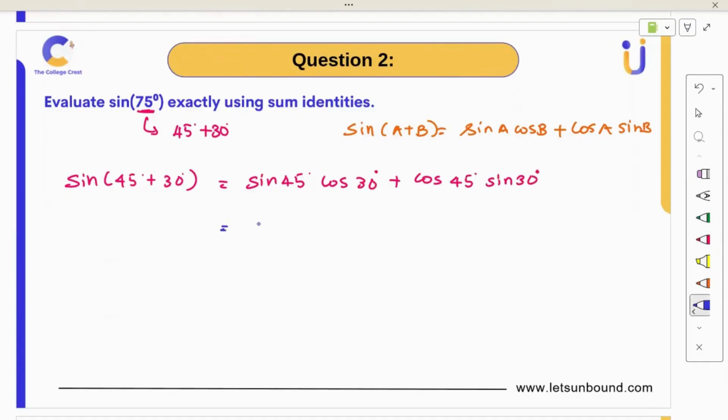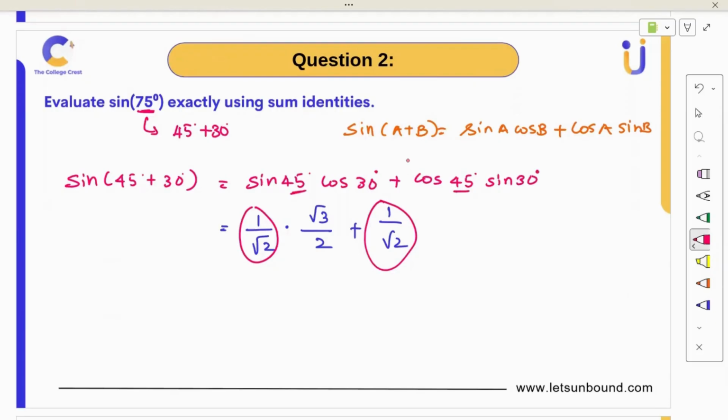Right? So what is sine 45? It's 1 over root 2. Right? And cos 30 is root 3 over 2. Then cos 45 is again 1 over root 2. You see one thing, sine 45 and cos 45 are the same because they are co-functions and they add up to 90. So this works, right? And sine 30 is 1 by 2.